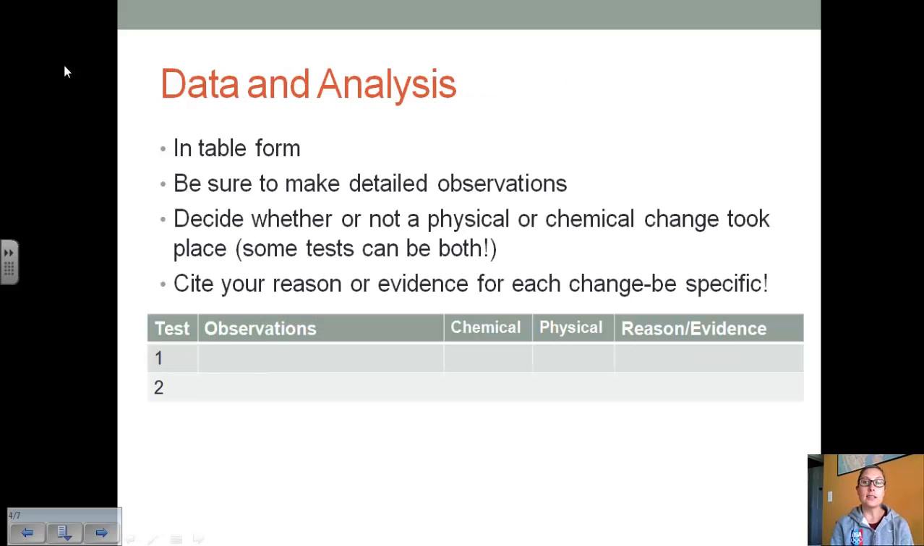Then the data and analysis, again, need to be in table form. Here you're going to, again, need room for 10 observations or 10 tests, room to write down your observations of each test. You need to decide whether or not a physical or chemical change took place, and keep in mind that some tests can have both a chemical and a physical change. And then you need to cite your reason or evidence for each change and be very specific. So relate it back especially to the signs of a chemical change.